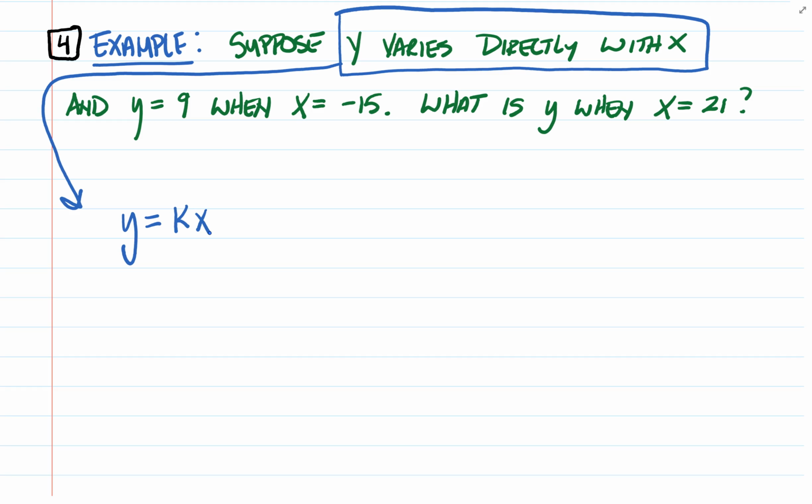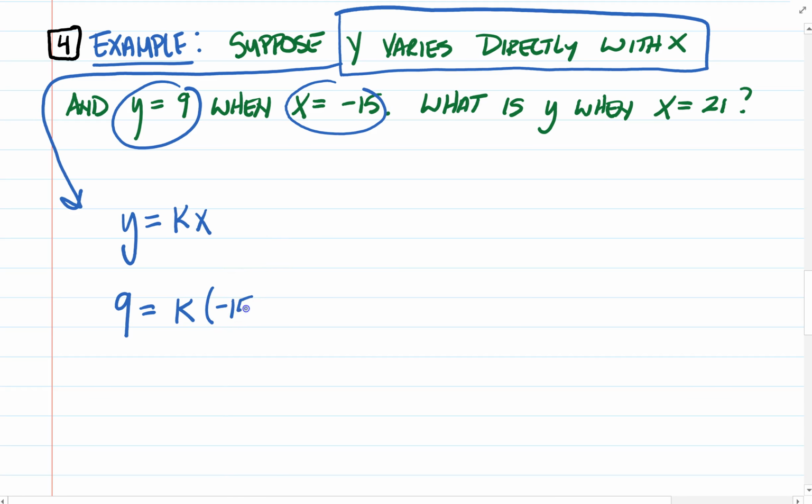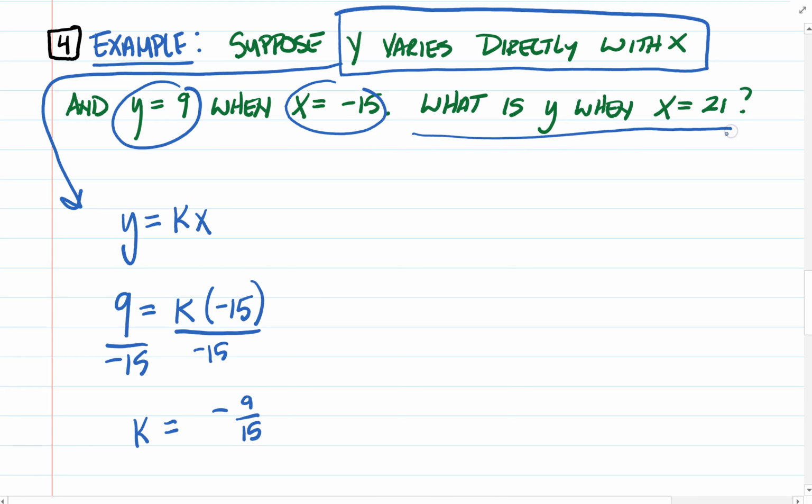Then, let's plug in what we know. If it says that y is equal to 9 when x is equal to negative 15, then I know that 9 is equal to k times negative 15. If I solve this for k by dividing both sides by negative 15, I can see that k is worth negative 9 over 15. Of course, we could simplify that if we wanted to, but we don't have to at this point, because we want to know what is the value of y when x is 21.